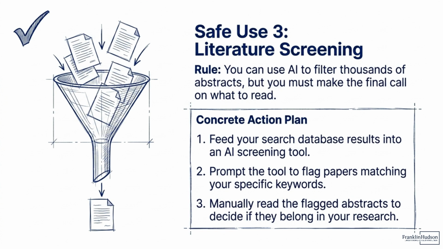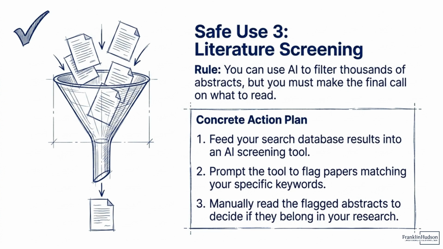The modern researcher faces an information explosion with thousands of new papers published weekly. In this context, AI screening tools are invaluable for managing literature reviews. You may use AI to filter vast databases, flagging papers that match specific keywords or research criteria. This is an efficiency gain that allows you to find relevant needles in the haystack of digital libraries. However, the AI must never be the final arbiter of what you actually read. Its role is that of a librarian, not a critic.